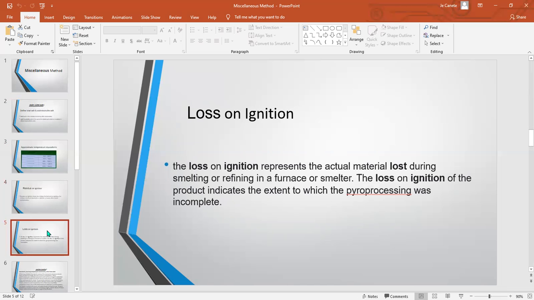So the loss on ignition. The loss on ignition represents the actual material lost during smelting or refining in a furnace or smelter. The loss on ignition of the product indicates the extent to which the fire processing was incomplete.